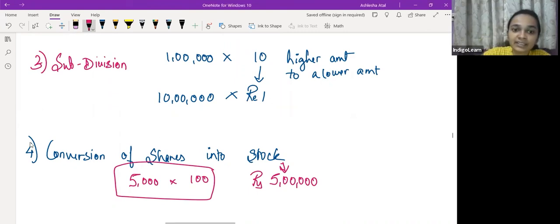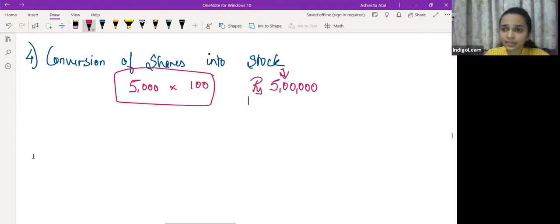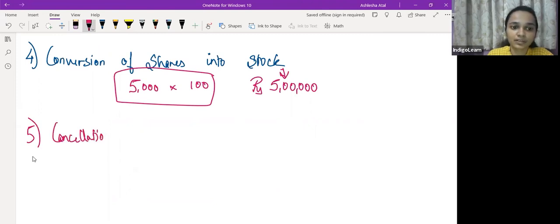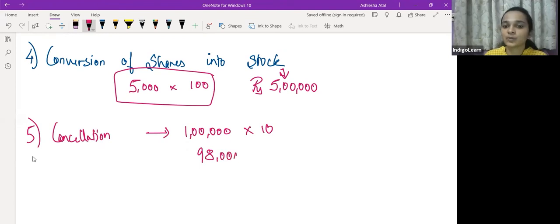And finally, the last way in which alteration happens is cancellation of shares. Say for example, the company issued how many shares? 1 lakh shares of rupees 10 each. The company issued the entire 1 lakh shares of rupees 10 each, but out of this only 98,000 shares were subscribed. Out of the total issued shares only 98,000 were subscribed, meaning 2,000 shares were not subscribed at all.